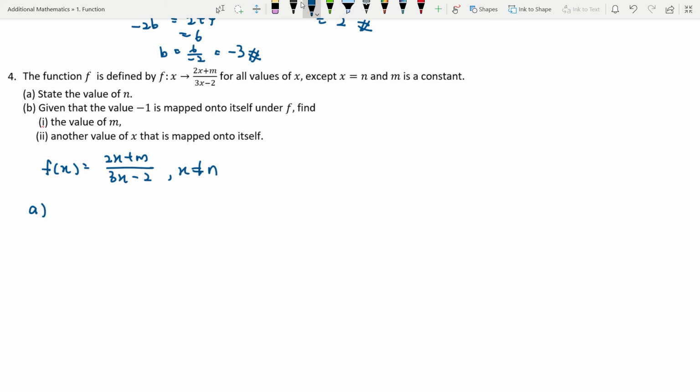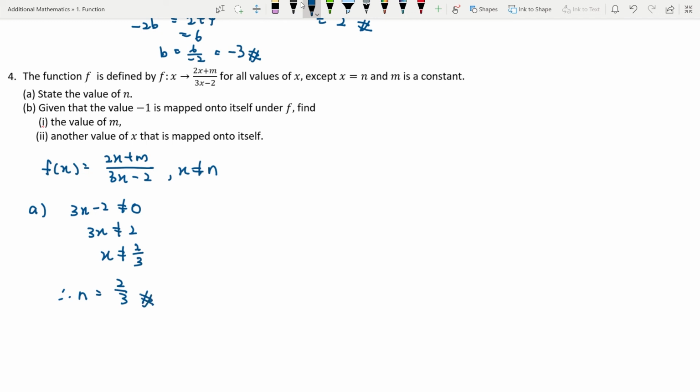Our function f is a fraction. When the denominator equals to 0, the function will be undefined. Hence, the denominator 3x minus 2 cannot be 0, which means 3x cannot be 2, x cannot be 2 over 3. As comparison, n is 2 over 3.